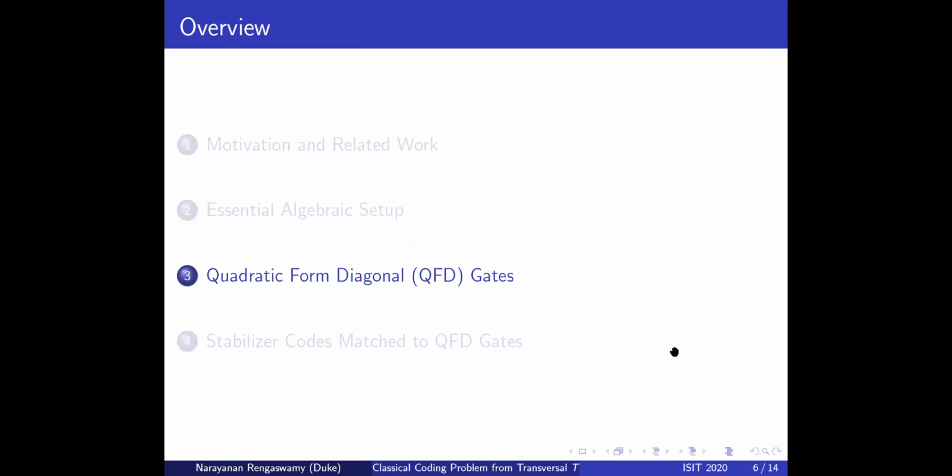Now let me introduce this notion of quadratic form diagonal gates that we came up with a little while back.